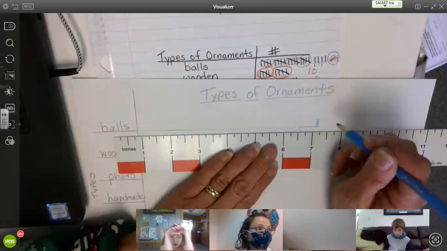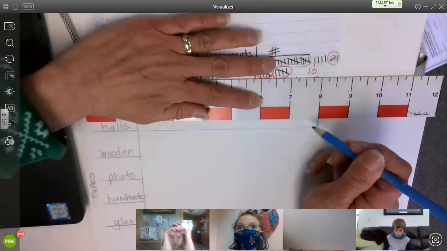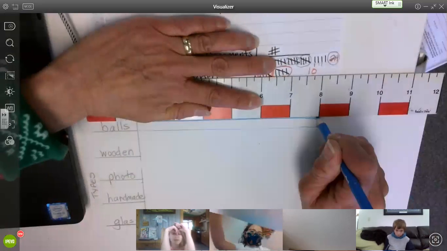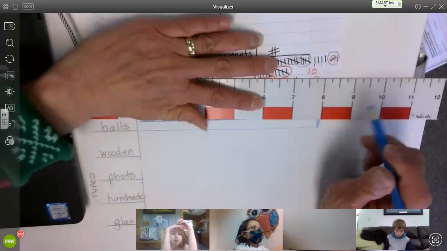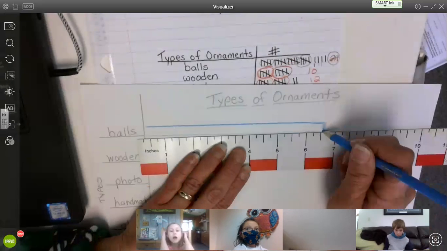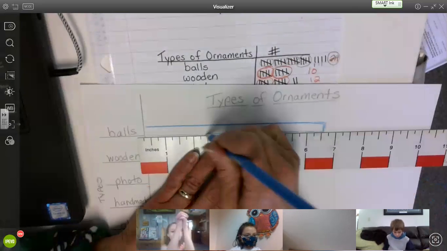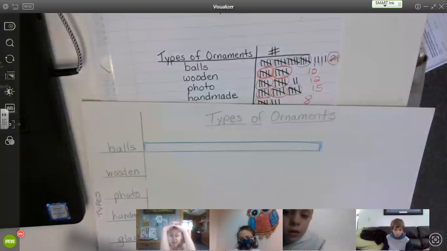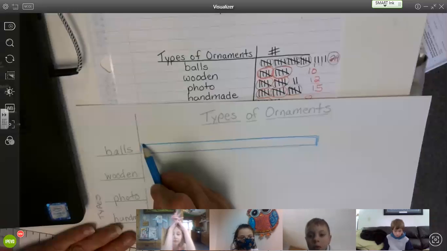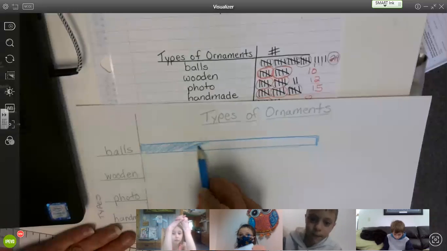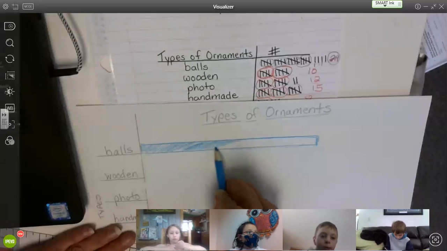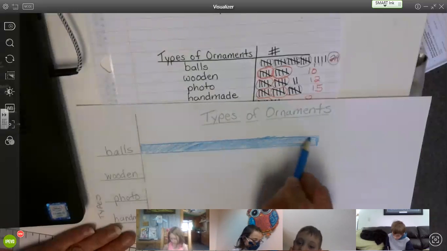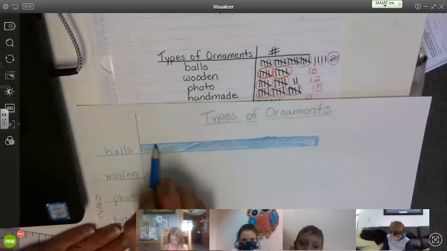So you can make your bar as thick or thin as you want. You want to make sure that your reader can read it, right? So they can analyze the data and tell me how many more of certain ornaments I have. And then if maybe I wanted to get some more ornaments, I'd know what kind to get. And then I would color that in. The colored pencils work real nice for this. So if you have colored pencils, which most of you do, I would strongly recommend those for your graph.